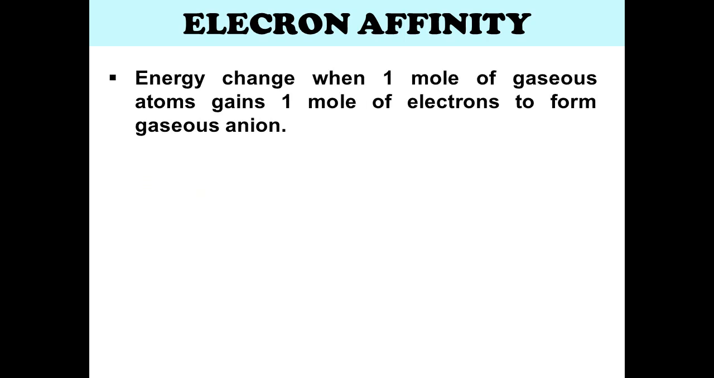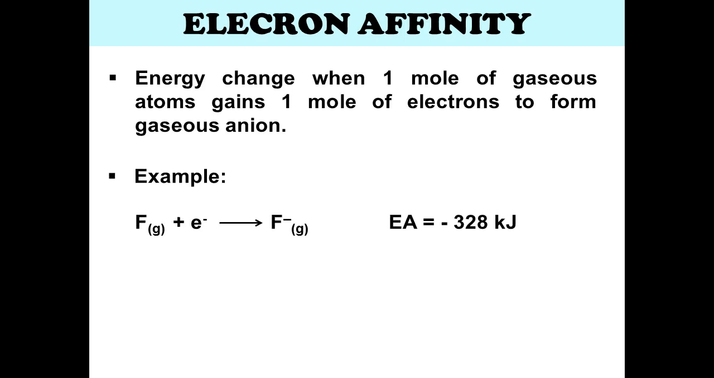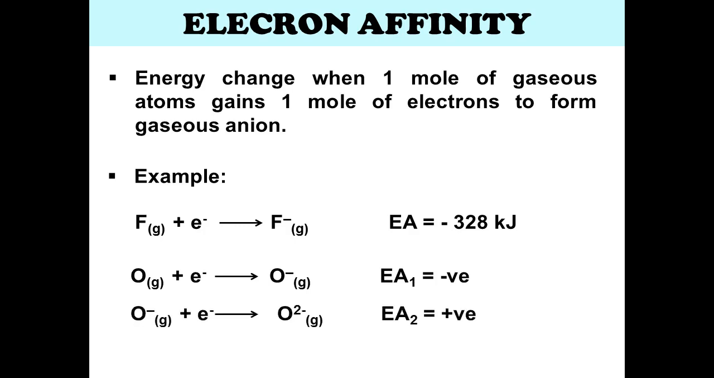Okay, electron affinity. The meaning of electron affinity: the energy change when 1 mole of gaseous atoms gains 1 mole of electrons to form gaseous ions. For example, fluorine gas atom to produce fluorine gas ion, oxygen gas atom to produce oxygen gas ion, or oxygen gas ion to produce oxygen gas 2− ion.